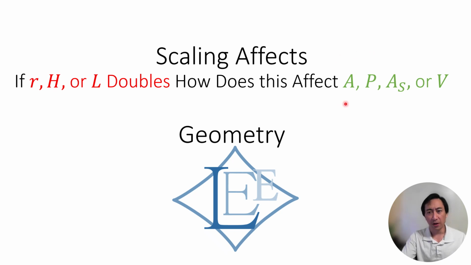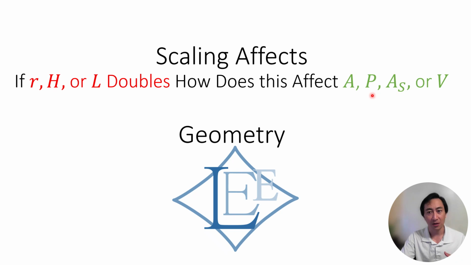Now that we've talked about how to find the area, surface area, perimeter, and volume of different objects, it's important to understand what these final equations or solutions tell us about scaling. Meaning, if I double one of these length scales, how does it affect the changes here? If I double it here, does it double or does it quadruple?